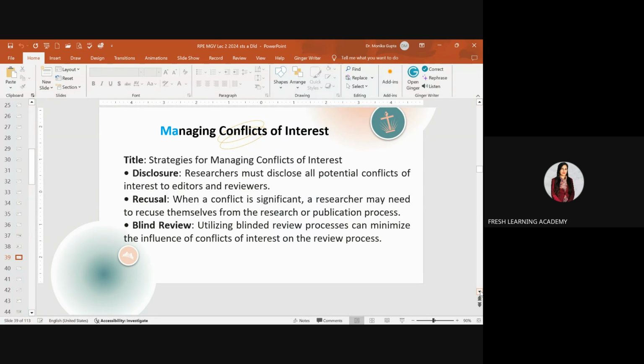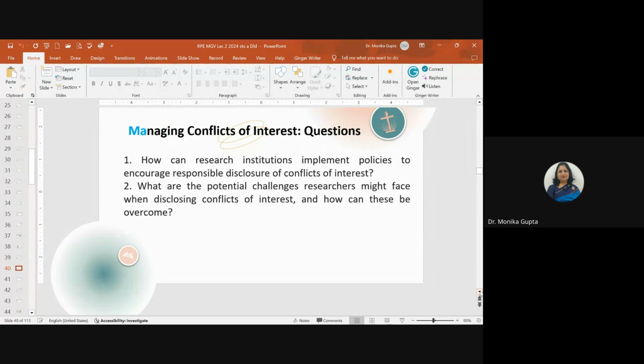Okay, got it, ma'am. Thank you. This is the meaning of blind review in research, right? Hiding information. That will add quality, because if someone is known to me, I may get biased. Oh, I know him or her, I should give positive review remarks despite low quality. Ultimately, again, it will lead to unethical practices in the long run. Yes. So the question is, how can research institutions implement policies to encourage responsible disclosure of conflicts of interest?